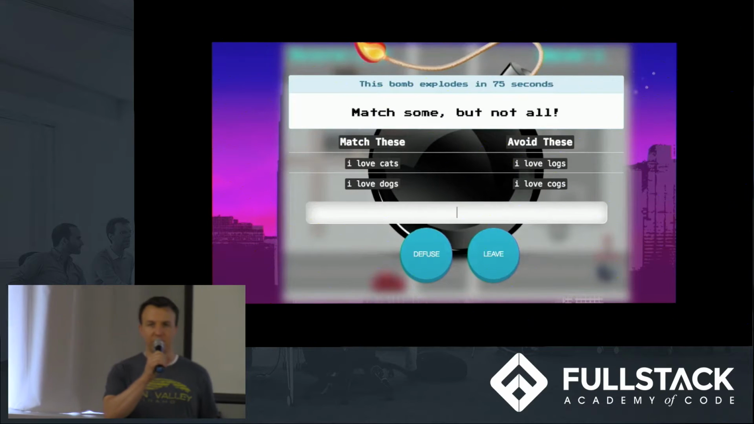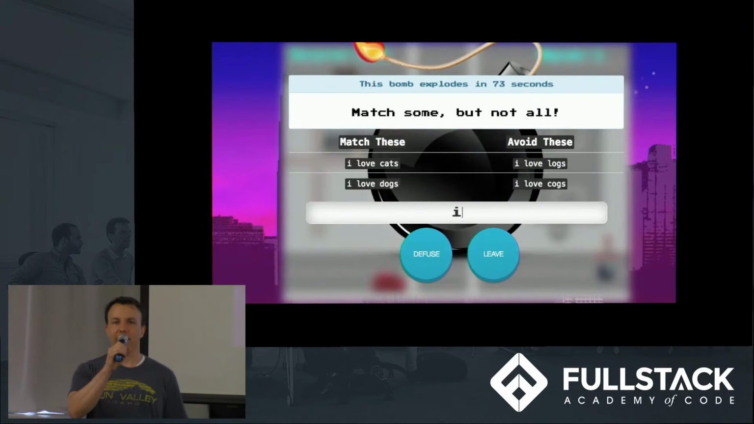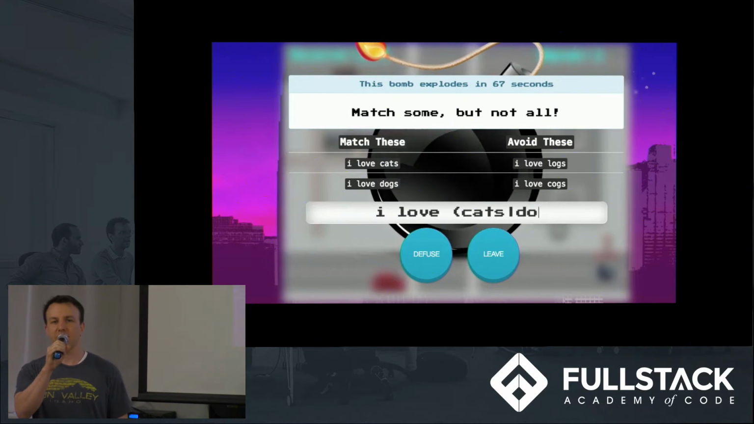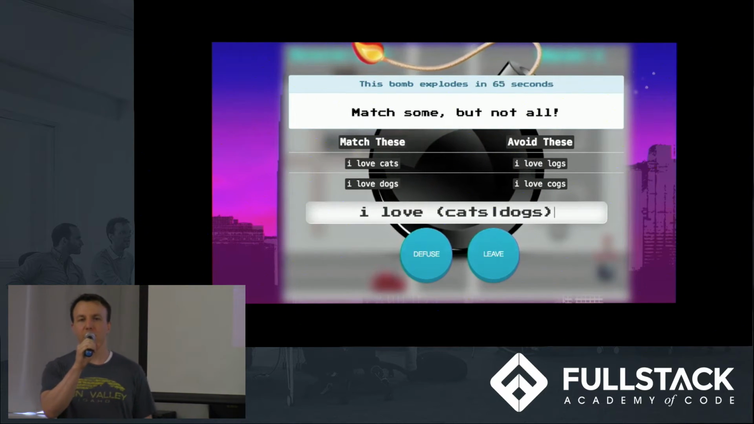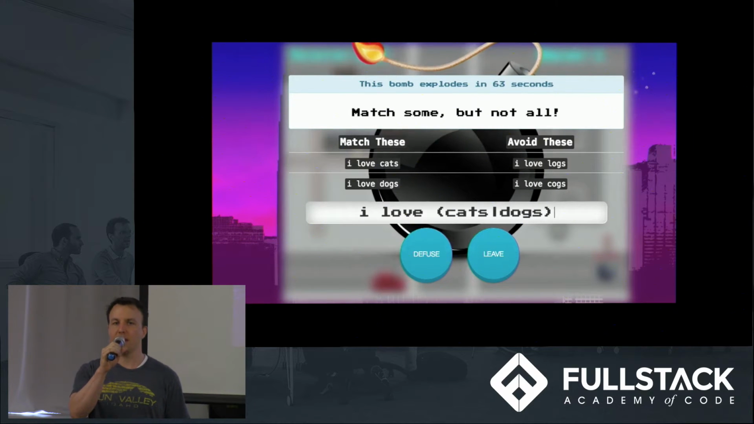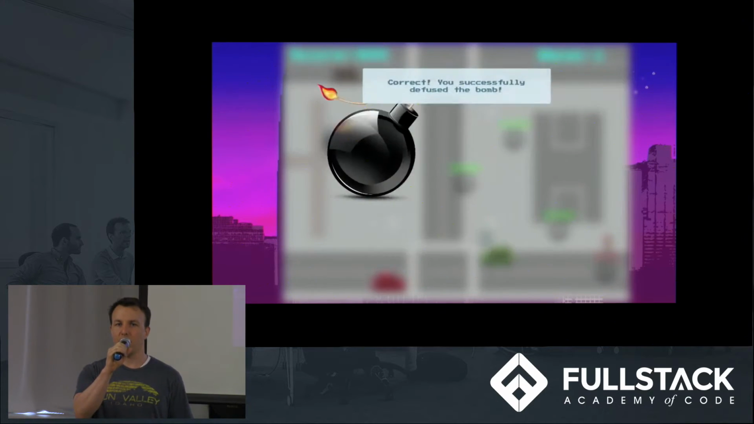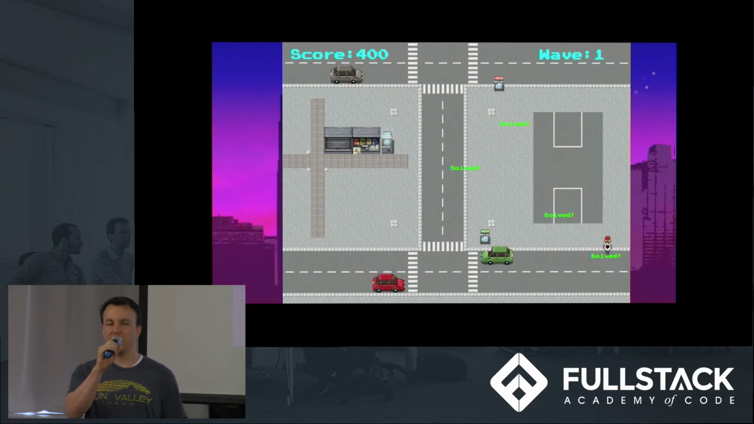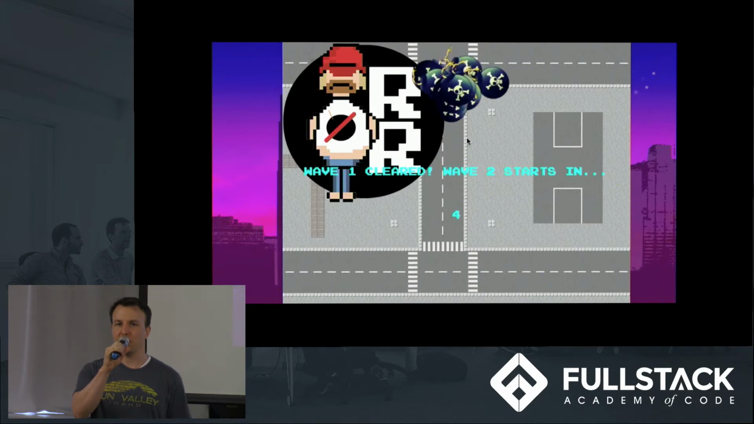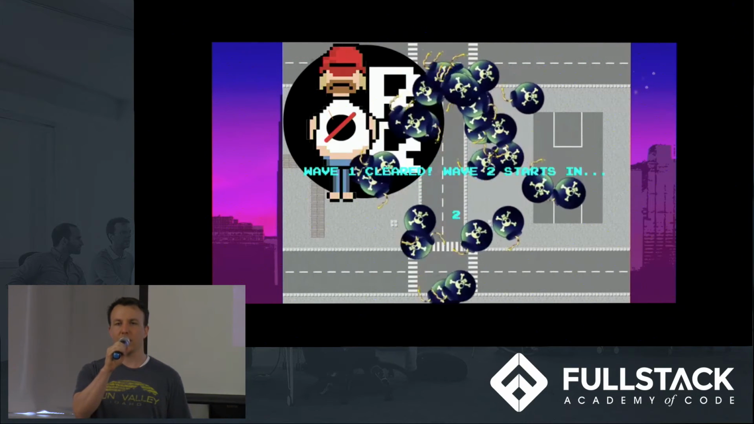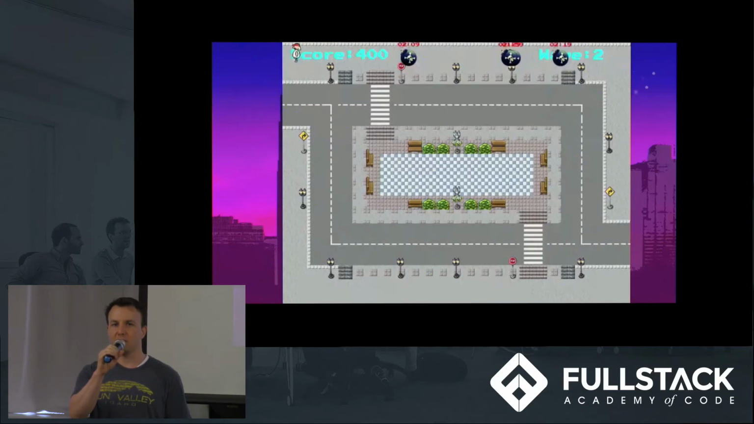One of our biggest challenges was figuring out how to provide meaningful regular expression problems for the player to solve when attempting to disarm bombs. So most of our questions employ a match some but not all approach, and this proved to be an effective safeguard against the player using very generic regular expressions to solve the problems.